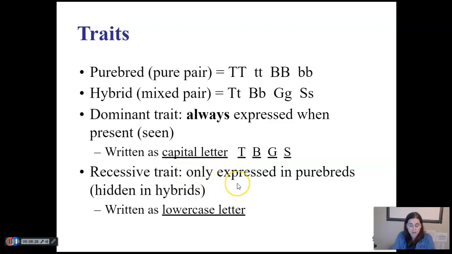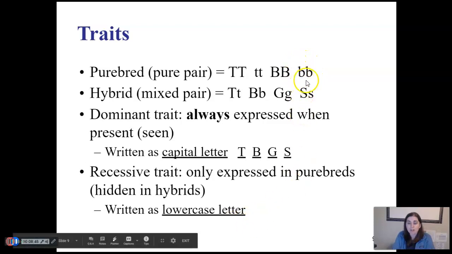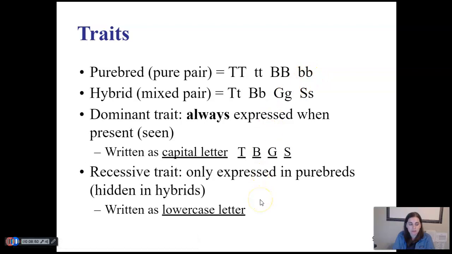The recessive trait, though, can be expressed, but only when it's in a pure recessive, so a purebred recessive one. So it's hidden in hybrids because the dominant trait is expressed. So the recessive trait is expressed here, and the recessive trait is expressed here. It's written as our lowercase letter, and you have to have two lowercases together in order to get that trait expressed. Okay?